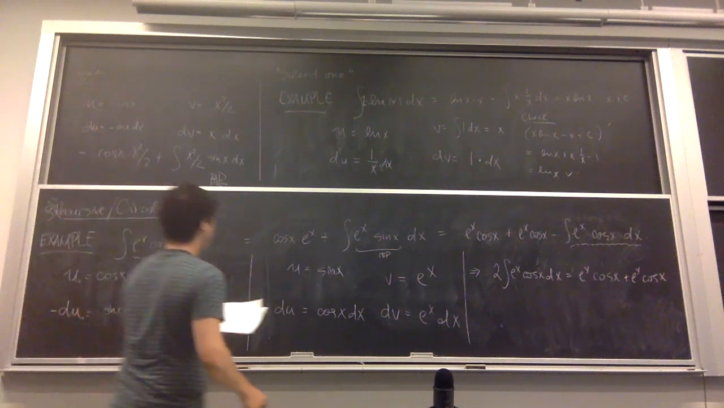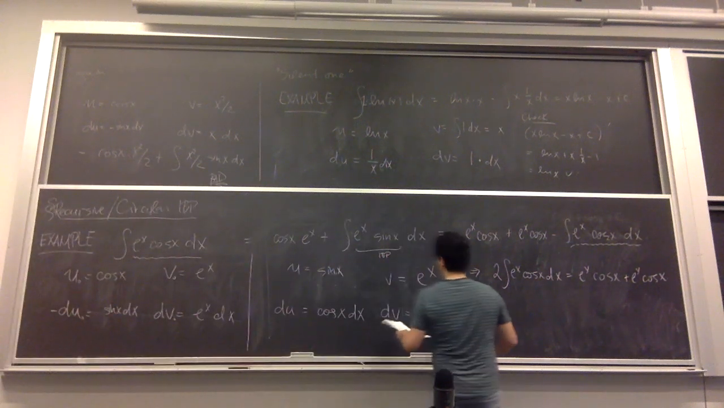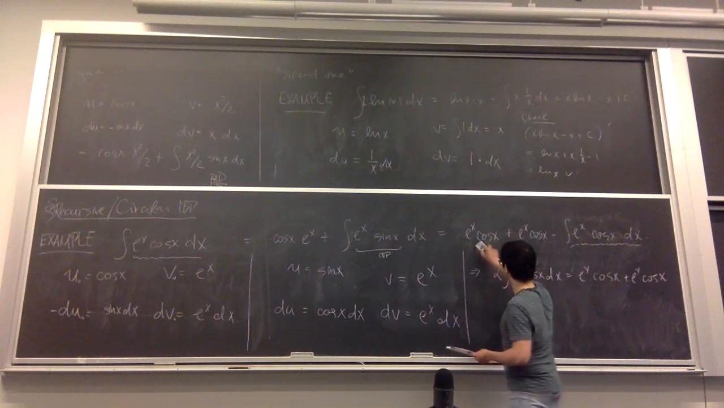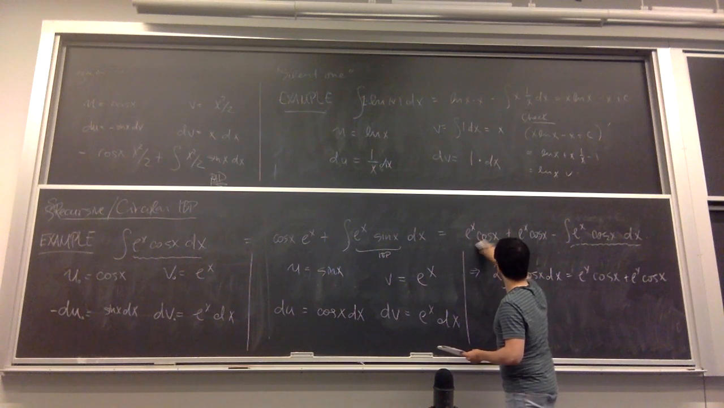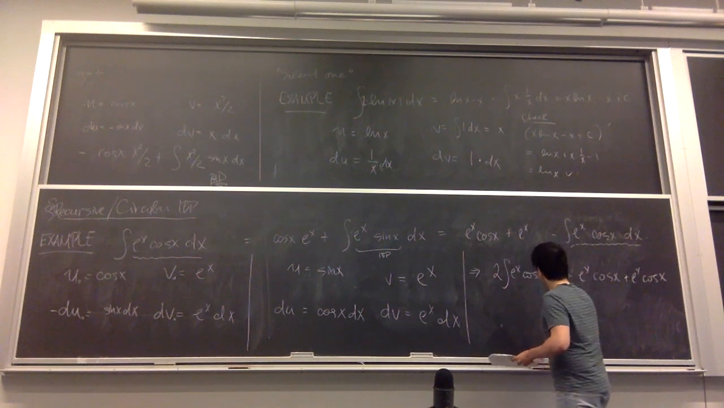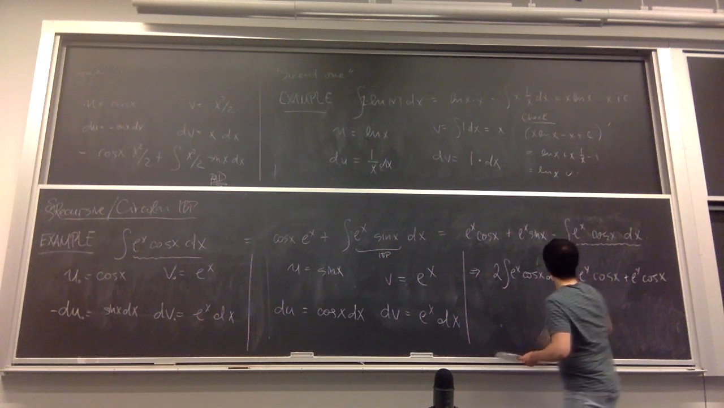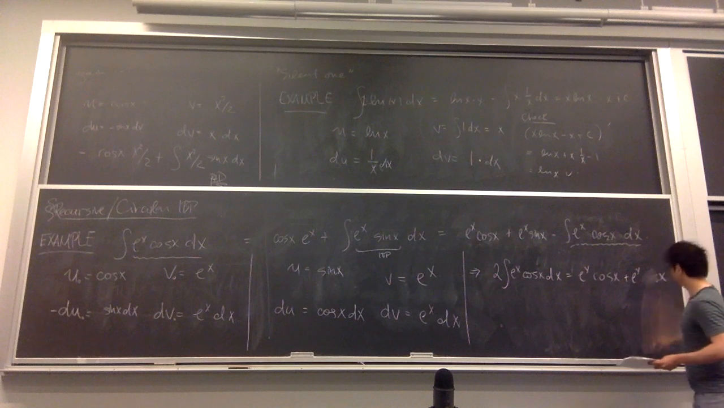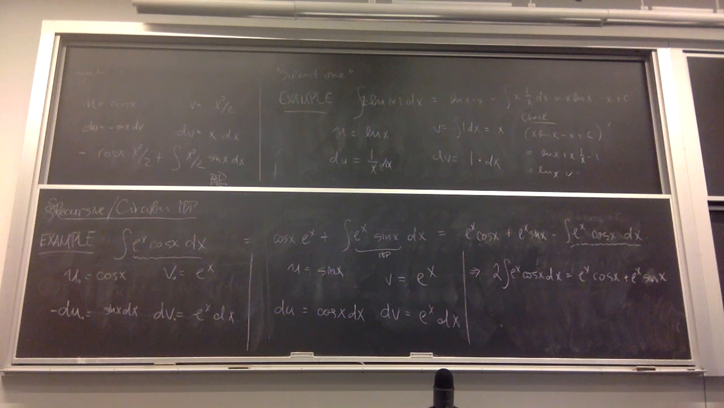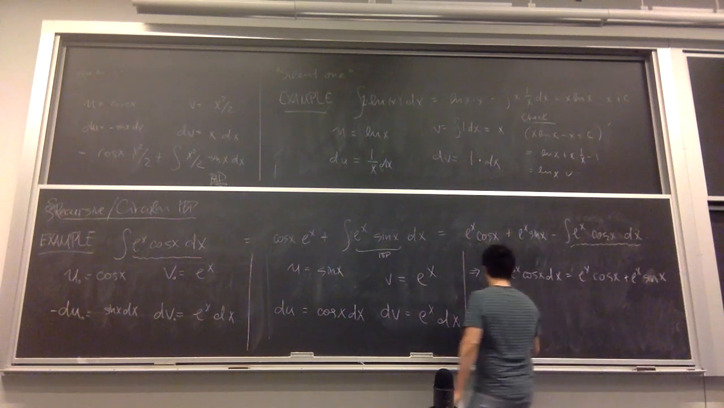You said uv was e^x cos x, but it's e^x sin x. Yeah, I think this one, the second one. Thank you. Sin x. Okay, so that means that this should be a sin x. Thank you for that correction. What do we have here? One more step.